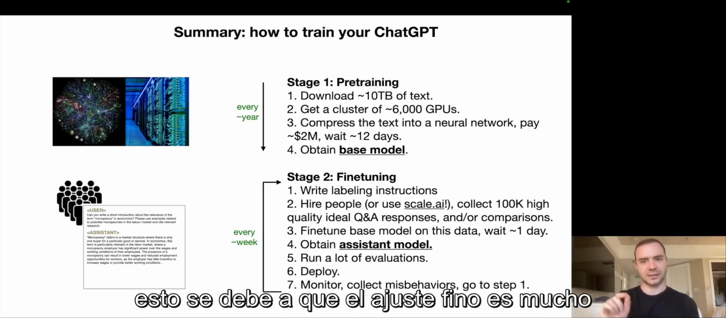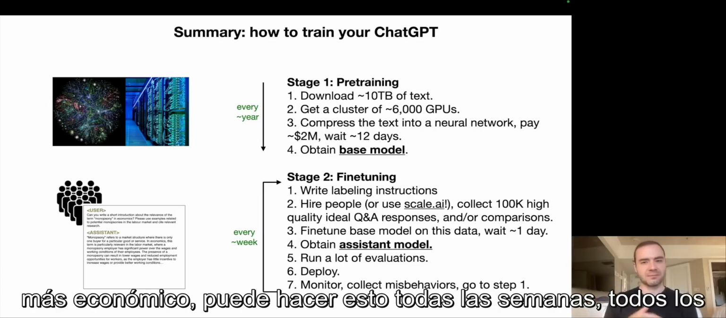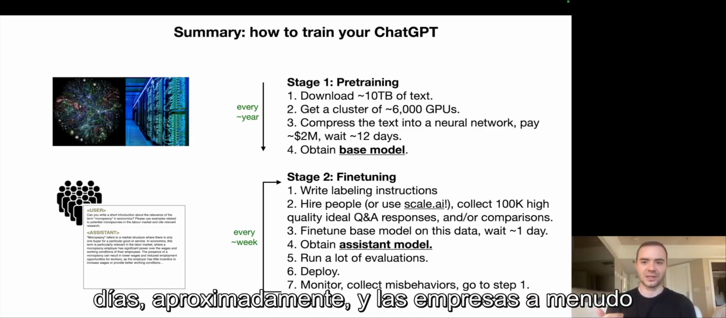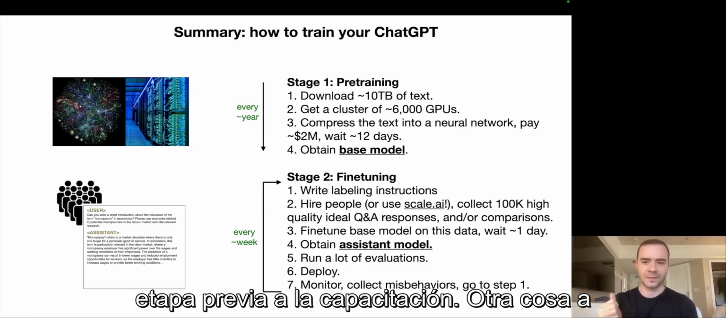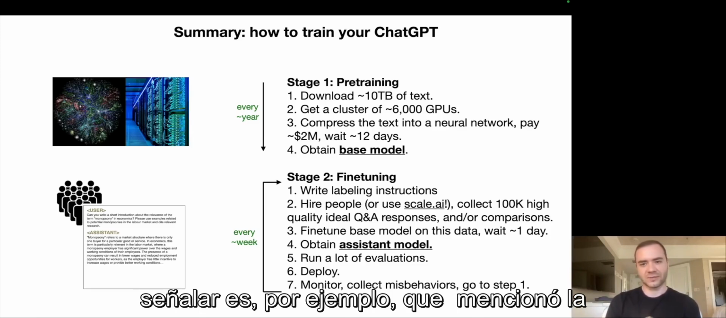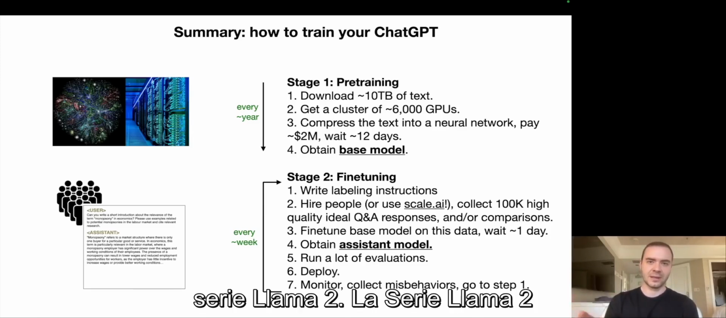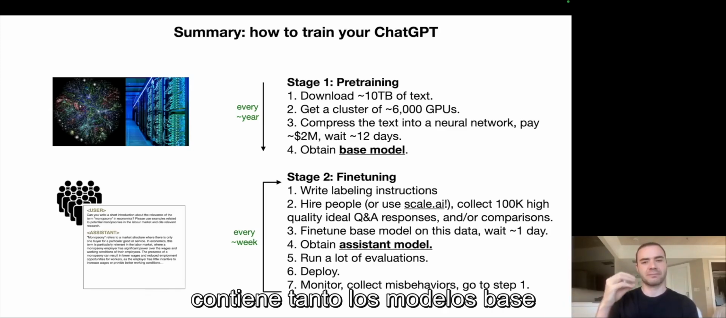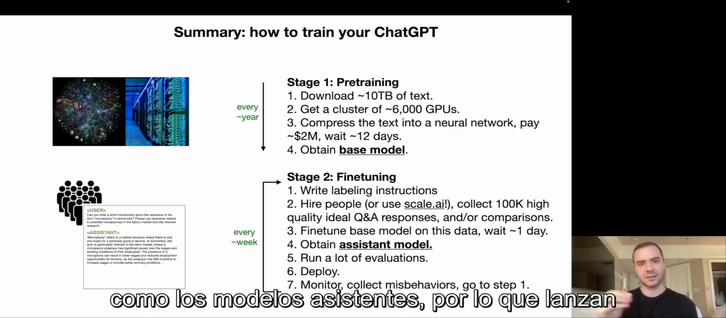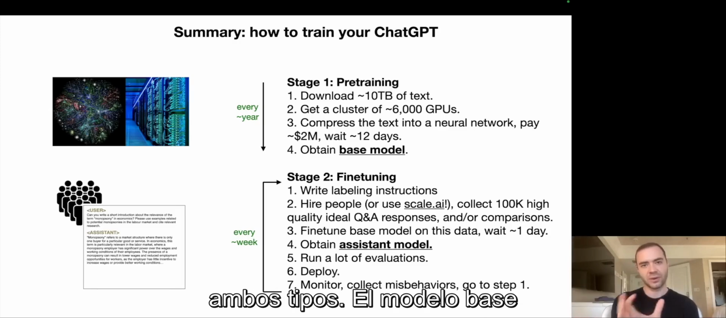Because fine-tuning is a lot cheaper, you can do this every week, every day, or so on. And companies often will iterate a lot faster on the fine-tuning stage instead of the pre-training stage. One other thing to point out is, for example, I mentioned the Llama 2 series. The Llama 2 series actually, when it was released by Meta, contains both the base models and the assistant models. So they release both of those types.